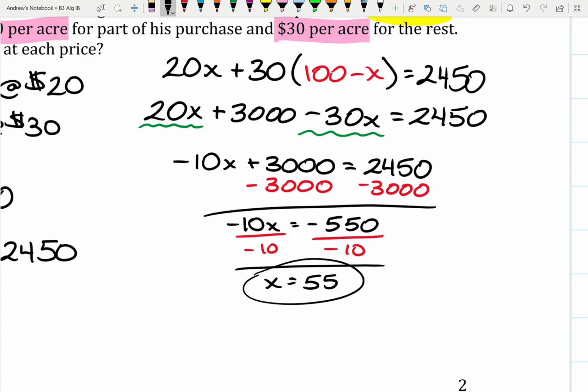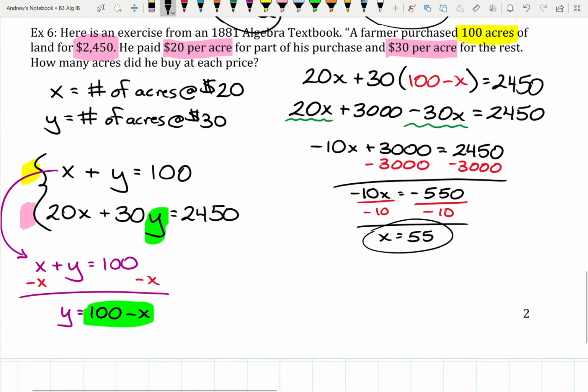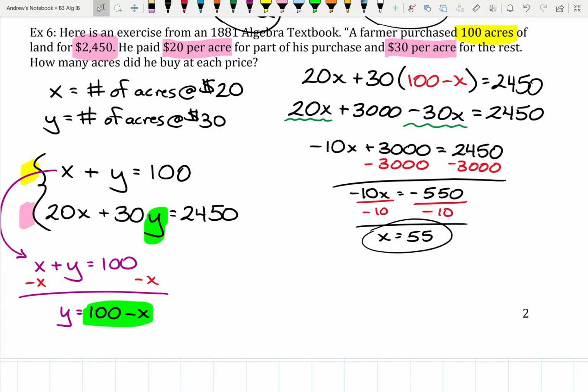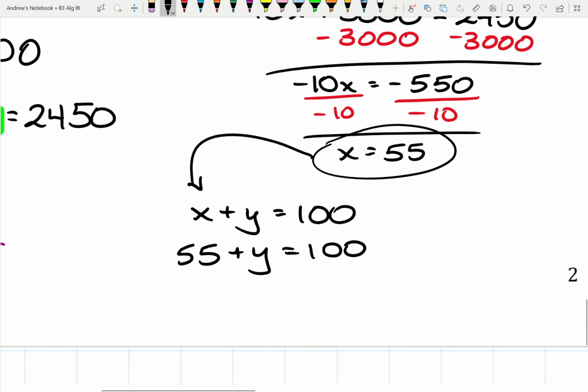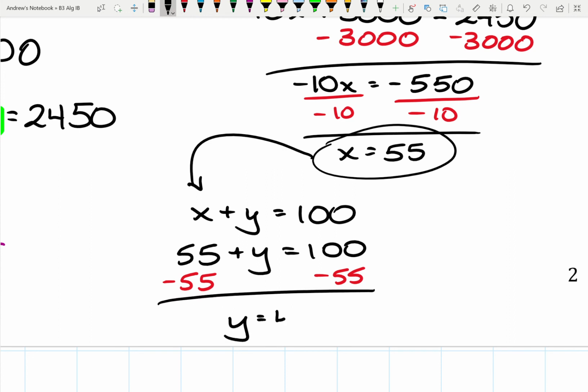And so that's telling me that we had 55 acres in that X group. So we paid $20 an acre for 55 of them. But wait, there's more. We still have to figure out what y is. One of our original equations was x plus y equals 100. Well, if x is 55, 55 plus y equals 100. If I subtract that 55 to get y all by itself, what we're going to find is that y is just 45.